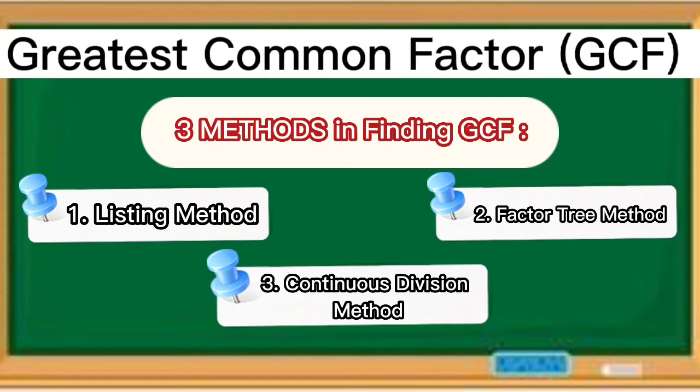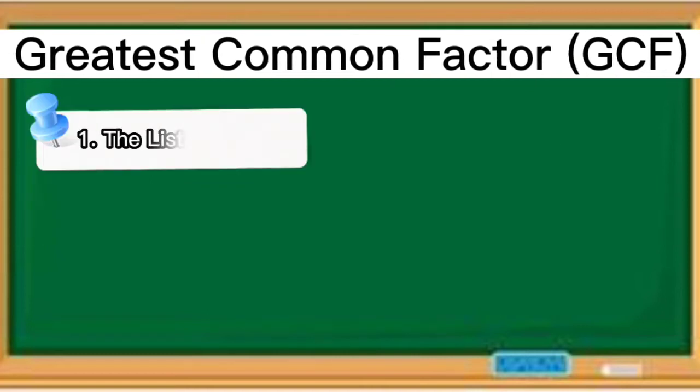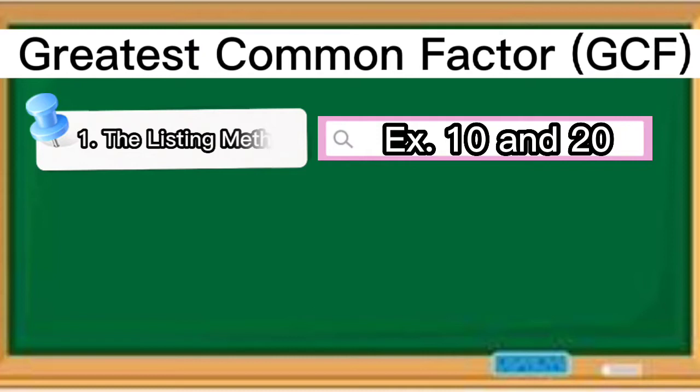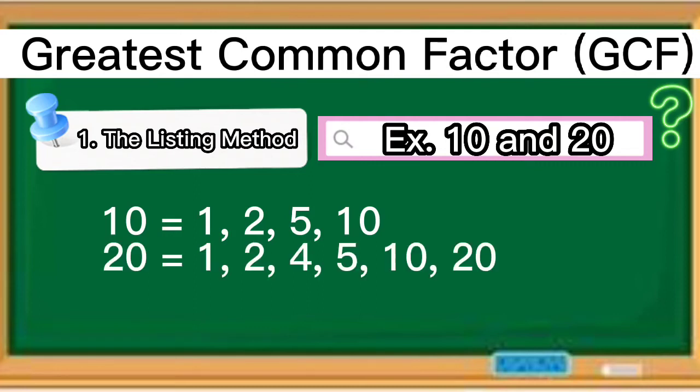Now let's start the first method. Number 1, the listing method. Find the GCF of 10 and 20. 10 can be factored by 1, 2, 5, 10. 20 can be factored by 1, 2, 4, 5, 10, 20. Now let's find first the common factor.